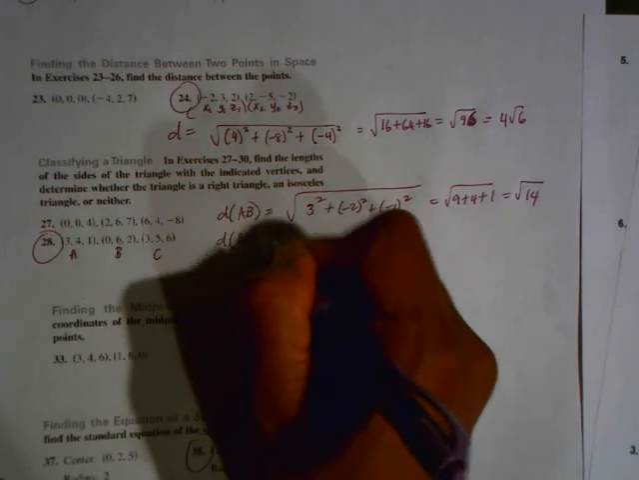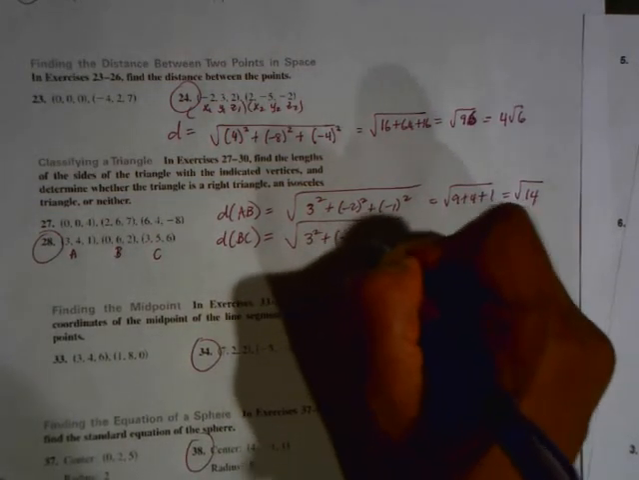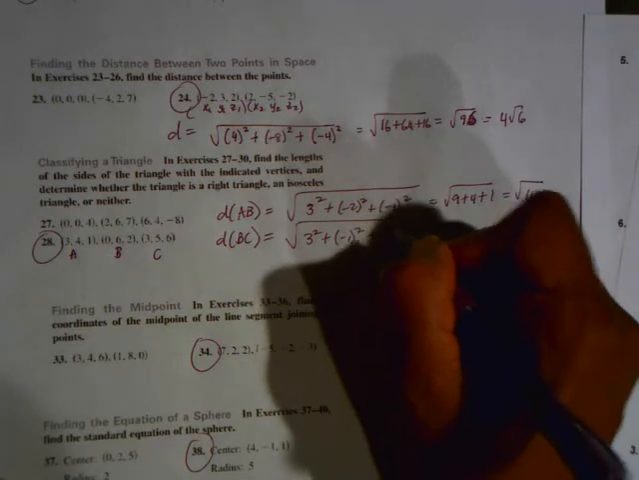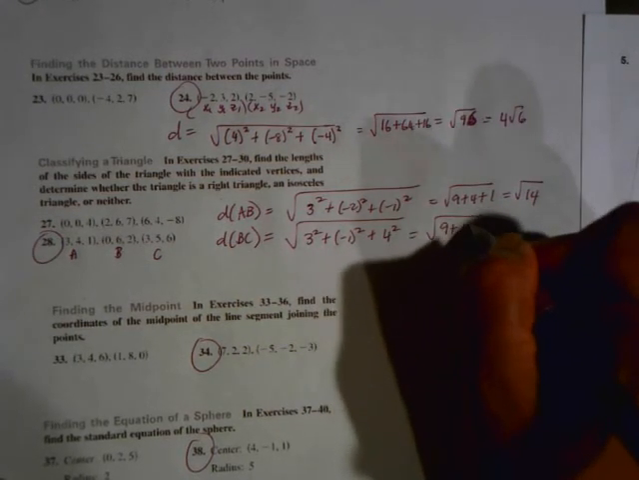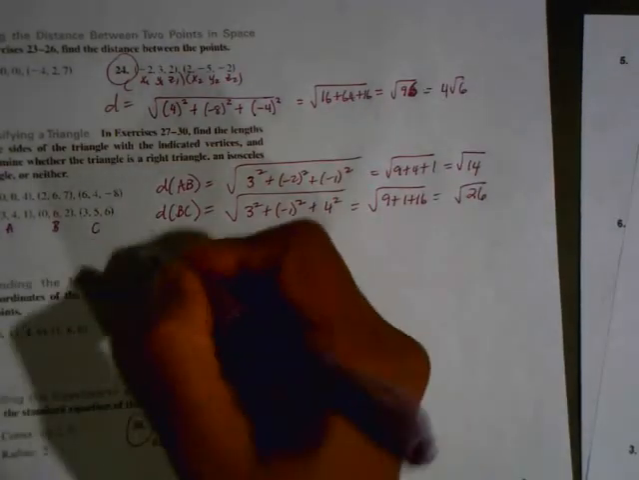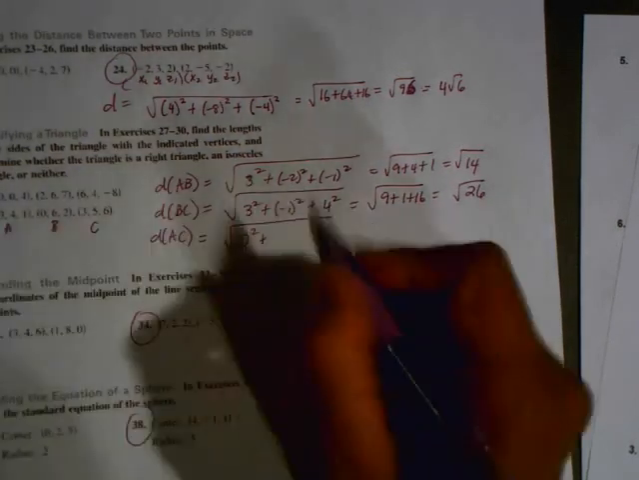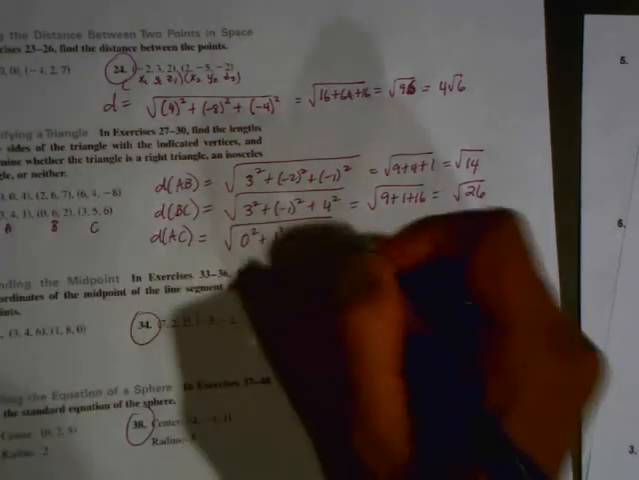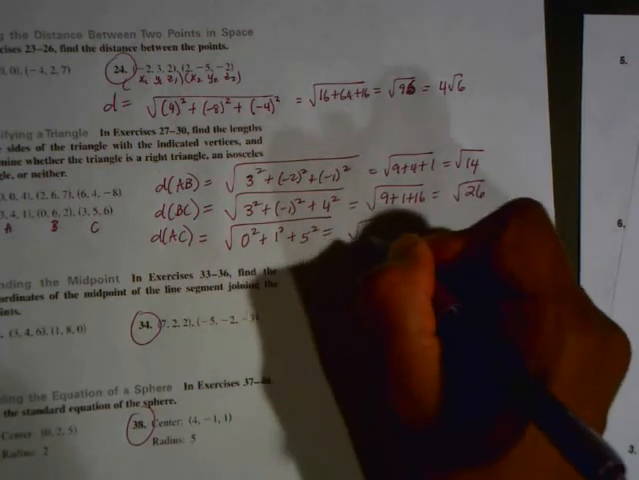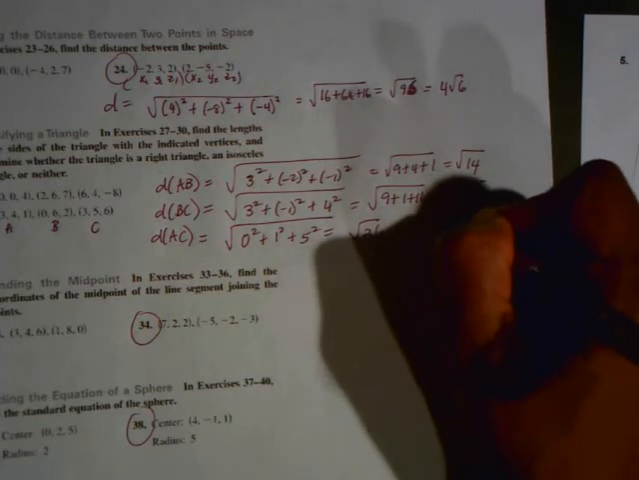Distance BC would be 3 minus 0 squared, so it's 3 squared, 5 minus 6, -1 squared, plus 6 minus 2, which is 4 squared. Alright, so that's 9 plus 1 plus 16, which is the square root of 26. And finally, let's figure out distance AC. That will be the square root of 3 minus 3 is 0 squared, 5 minus 4 is 1 squared, 6 minus 1 is 5 squared, so that's the square root of 26. Well, it looks like these two distances are the same, which means it is an isosceles triangle.